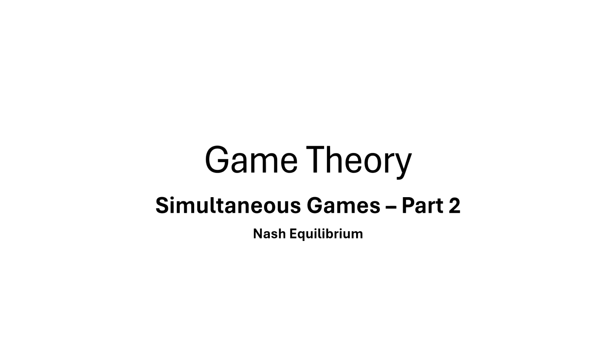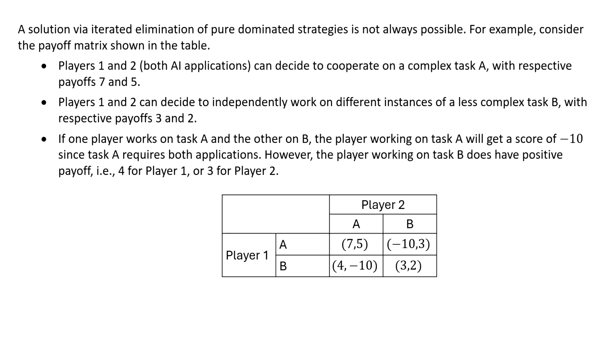Welcome to part 2 of simultaneous games. In this lesson, I'm going to talk about the Nash equilibrium. A solution via iterated elimination of pure dominated strategies is not always possible, and I'll show you that in this example. First, I'll introduce the example, then on the next slide, we'll analyze it.